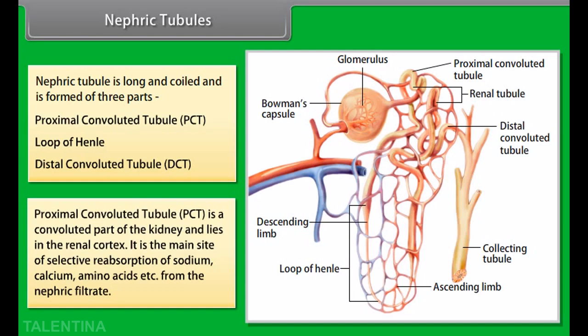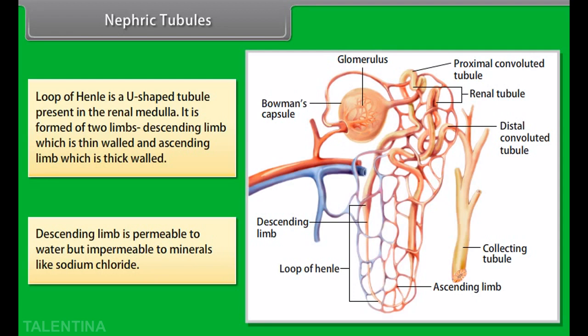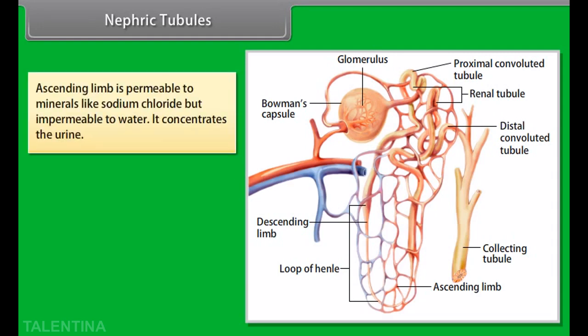It is the main site of selective reabsorption of sodium, calcium, amino acids, etc. from the nephric filtrate. Loop of Henle is a U-shaped tubule present in the renal medulla. It is formed of two limbs, descending limb which is thin-walled and ascending limb which is thick-walled. Descending limb is permeable to water but impermeable to minerals like sodium chloride. Ascending limb is permeable to minerals like sodium chloride but impermeable to water. It concentrates the urine.